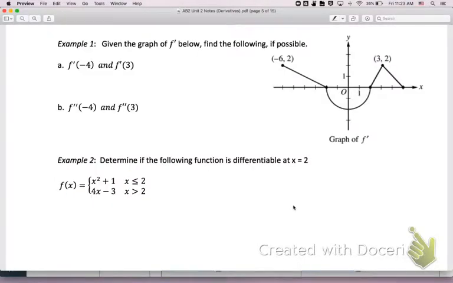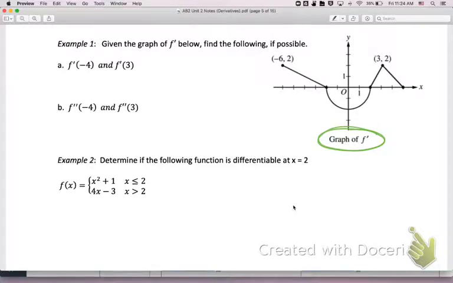Let's look quickly at these last two examples. I'm going to leave the third example for you to look up on your own. So example 1, we're given the graph of f prime. That's so important. You need to make sure that you realize that we're looking at the graph of f prime, not the graph of f. So given the graph of f prime below, find the following if possible.